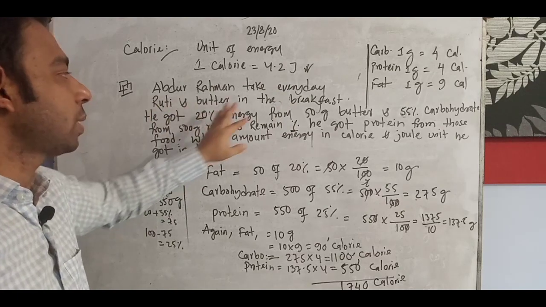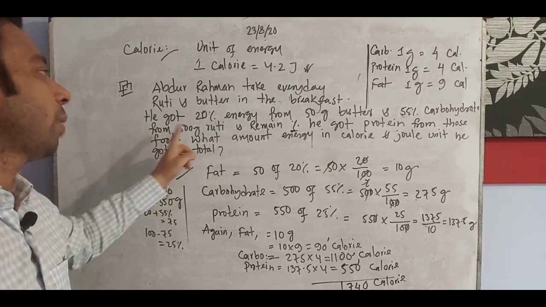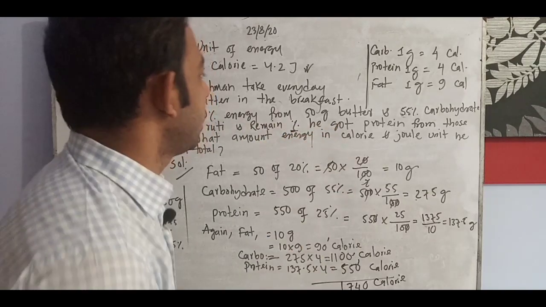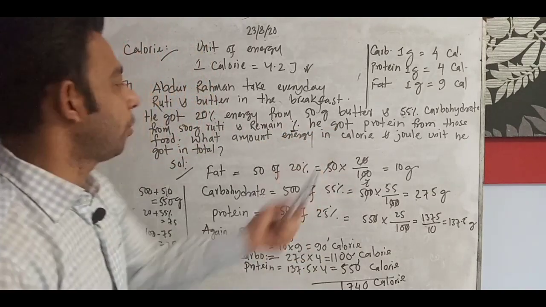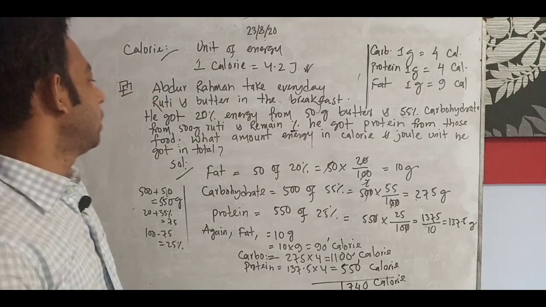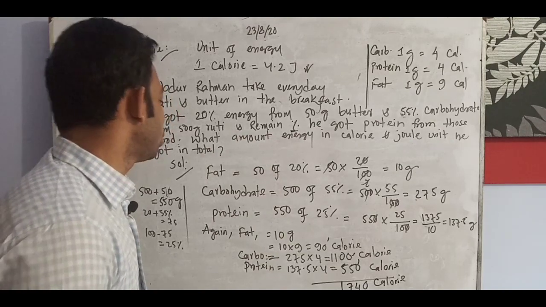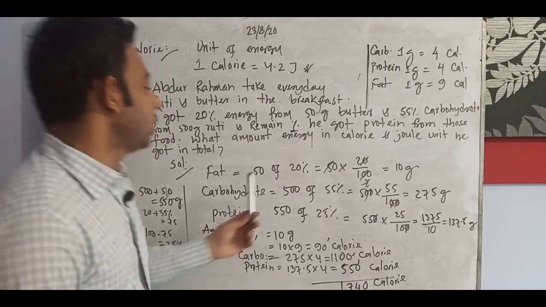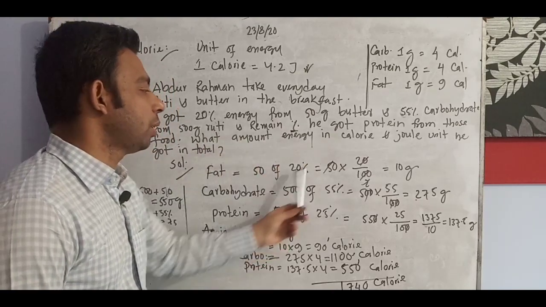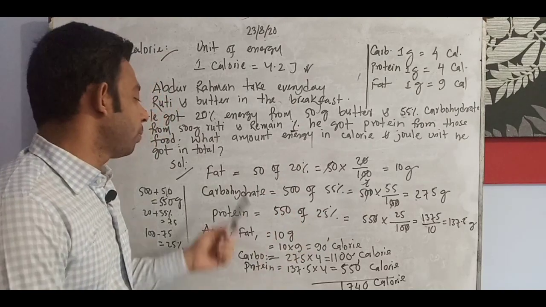He got 20% energy from 50 gram butter and 55% carbohydrate from 500 gram roti, and the remaining percentage he got as protein from those foods. Those foods mean total butter and roti. So what amount of energy in calorie and joule unit did he get in total? We know that 20% energy from 50 gram, that means 20% of 50, 10 gram fat he got from the butter.